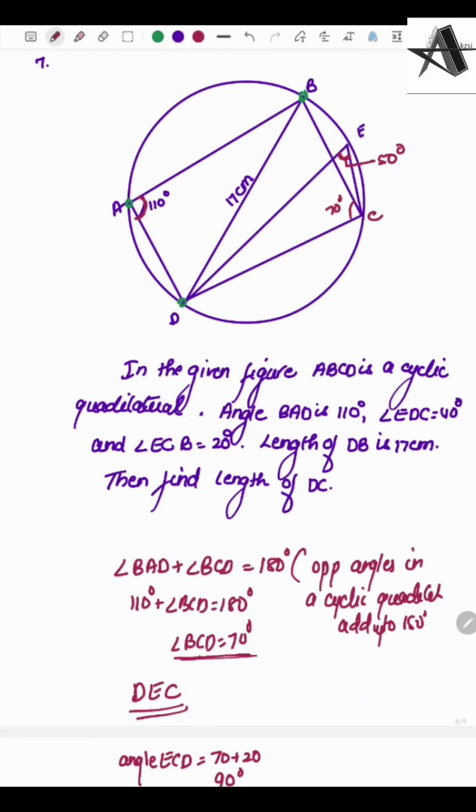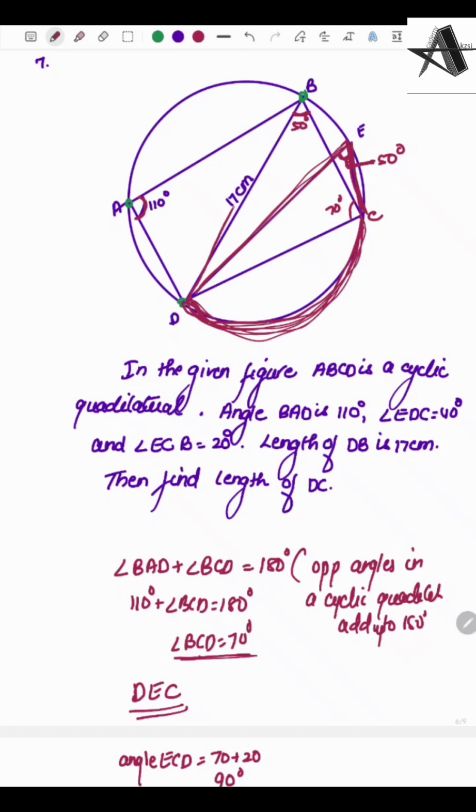Obviously, there comes the help. There comes the role of the 50 degrees that we have calculated. This angle will also be 50 degrees, and that is by circle theorem. Circle theorem says the angle subtended by an arc at any part of the circumference of a circle is always equal. So this angle is subtended by BC. BC subtending means this arc BC is making this angle at E, which is a point on the circumference.